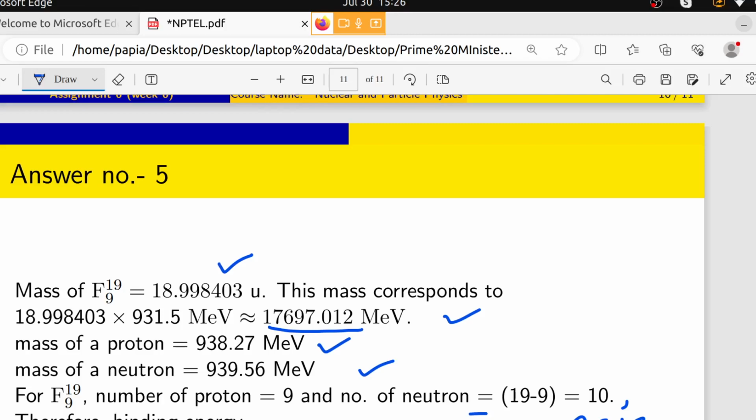And what is the mass of that fluorine? It is 17697.012 MeV. So we have to subtract this to get the binding energy of that fluorine. If I just subtract this, it will give us 143.018 MeV.